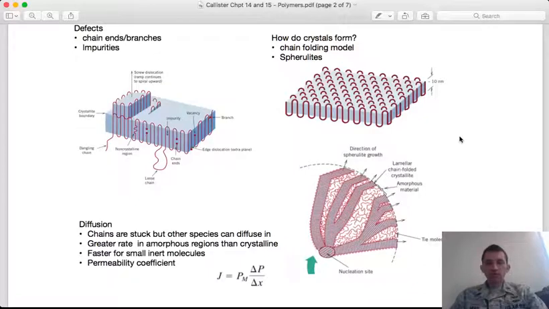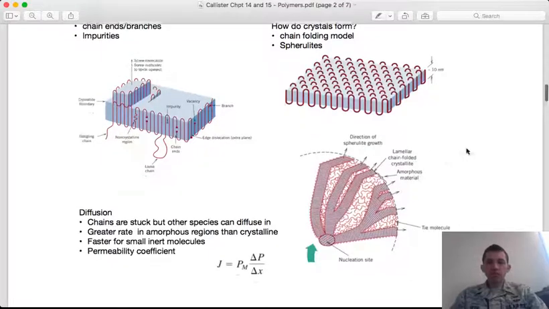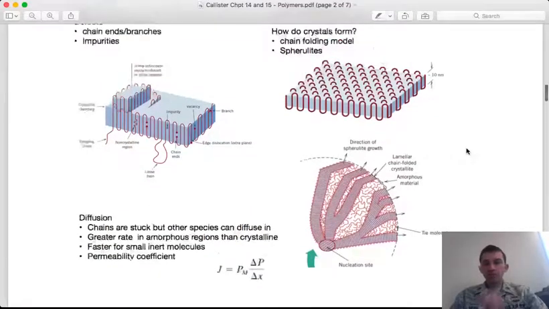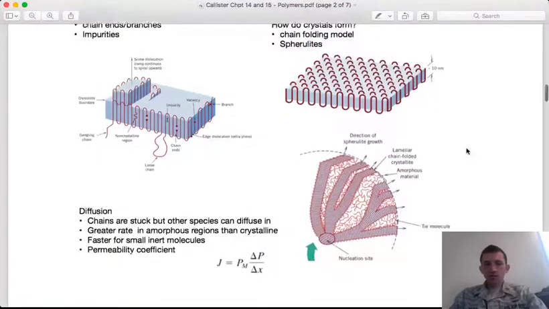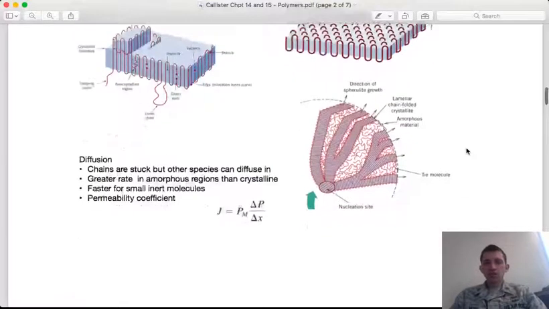One is to form kind of a platelet, where you have this relatively thin region here where a single polymer chain is able to fold back and forth on itself. They also have the formation of what are called spherulites, and they're called spherulites because of their spherical nature.